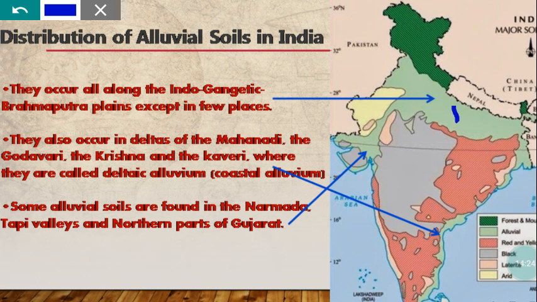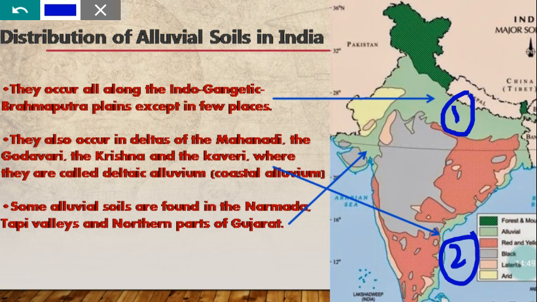This portion, number 1, is the total area where we can get the alluvial soil at first, the northern part of India. This is the zone of Indo-Gangetic and Brahmaputra plain. Number 2, see this zone. This is the southern part of India.